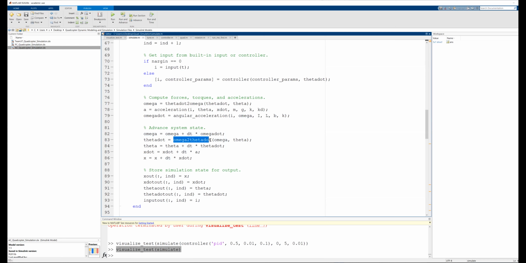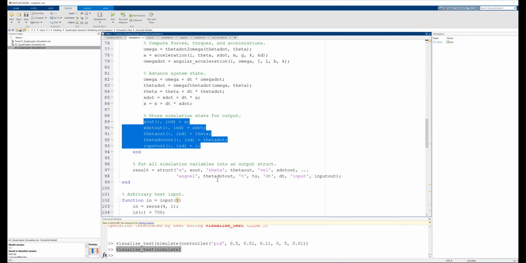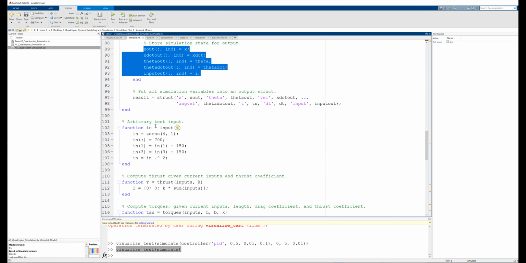Here we are actually using this conversion, that code we already looked at earlier, and then we are advancing theta, then we are advancing x dot, and then we are advancing x. So you can think about it like this is the integration in its basic form, which is time step multiplied by the slope plus the previous value. And then these values are actually stored in the structure.